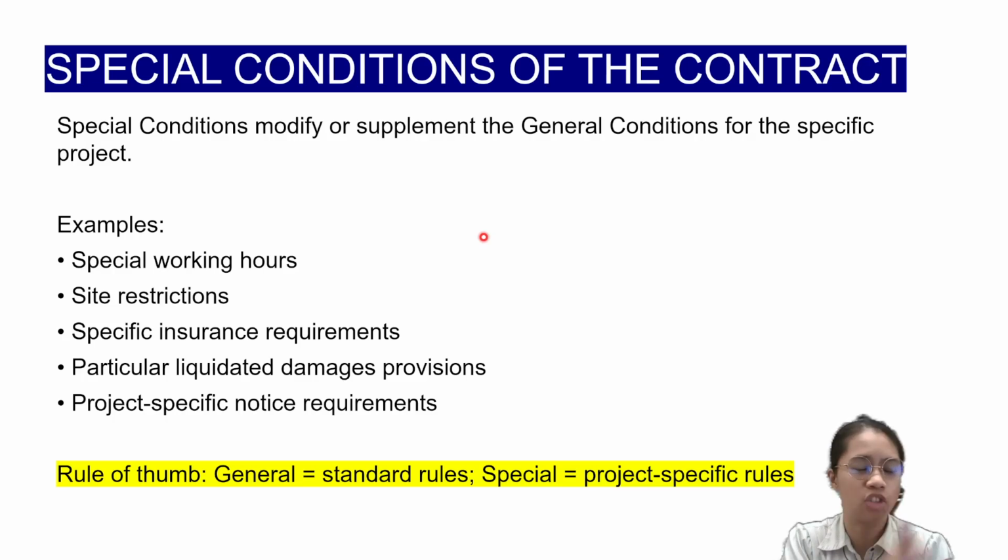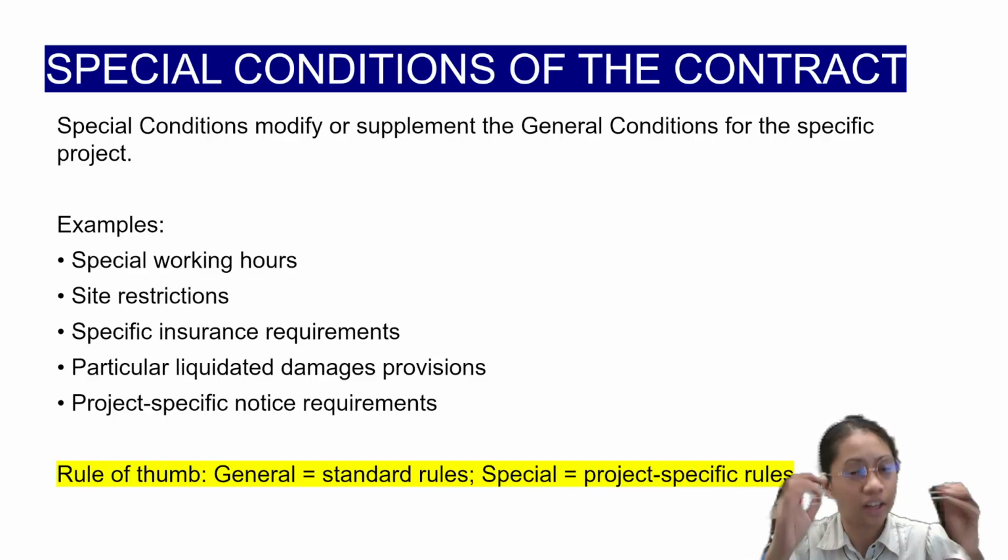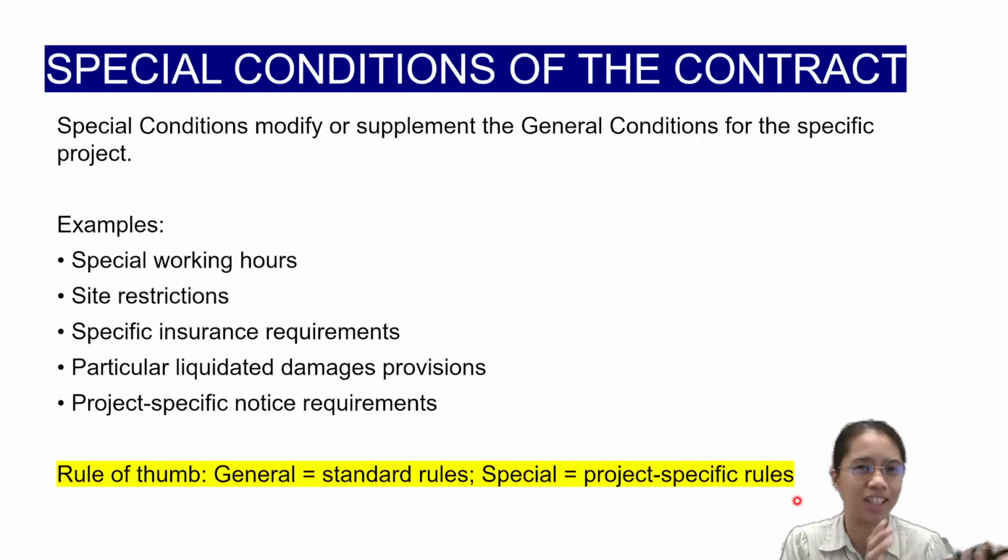Next, if there are general conditions of the contract, there are also special conditions of the contract. From the word itself, special conditions can modify or supplement the general conditions for the specific project. The rule of thumb: general conditions are standard rules, special conditions are project-specific rules. Who can request the special conditions of the contract? Any of the parties, as long as both parties agree with the information in the special conditions.